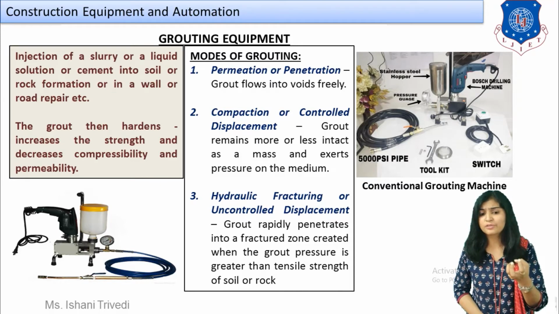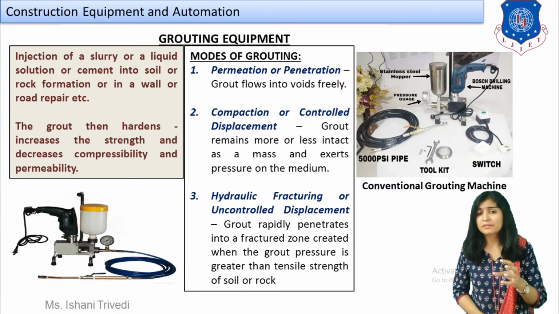Now you can see in front of you, this is your conventional grouting machine. The names of the parts are written in front of you. Let us start with the leftmost. We have the pipe by which the grout will be injected. Then we have a hopper, a stainless steel hopper where the material will be fed. Then we have the drilling machine with the help of which we are going to drill the holes, and then the basic toolkit. This is how your conventional grouting machine appears.